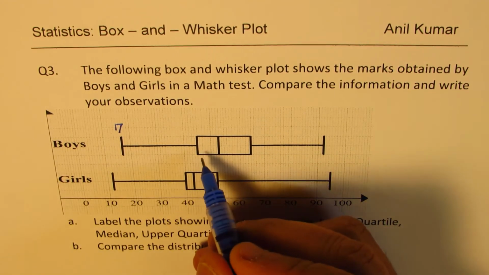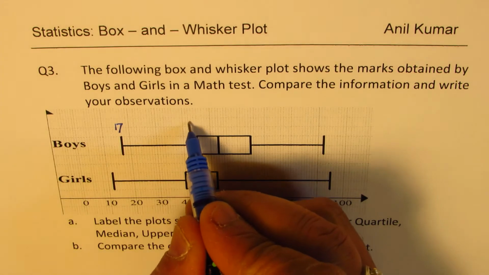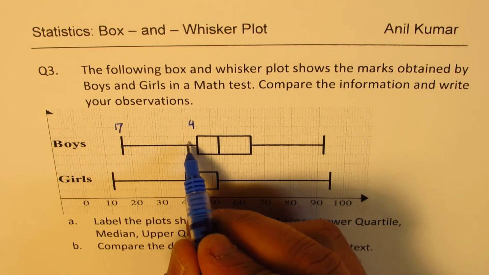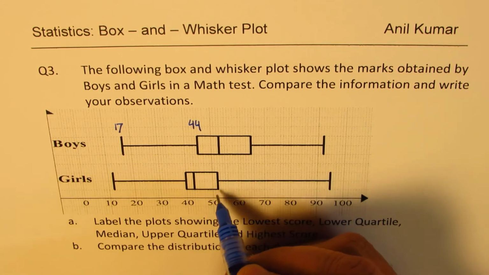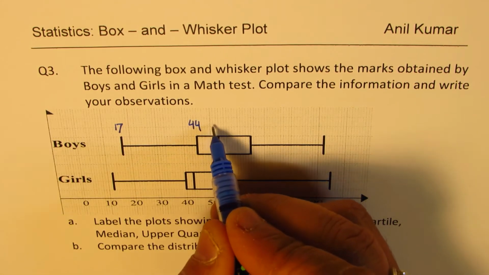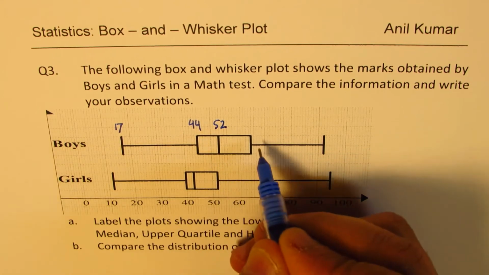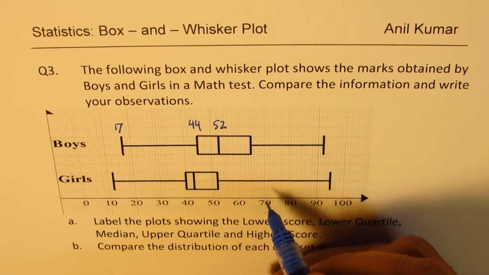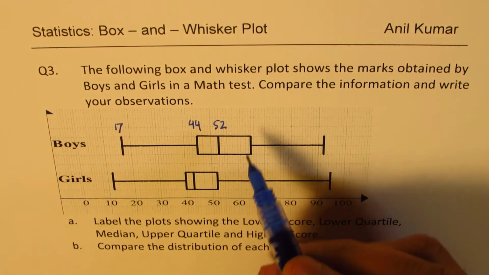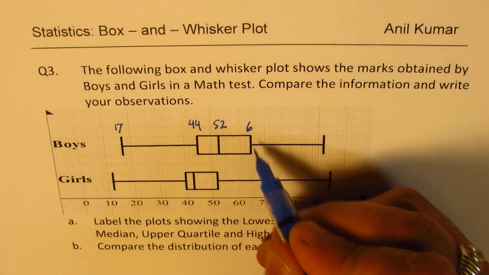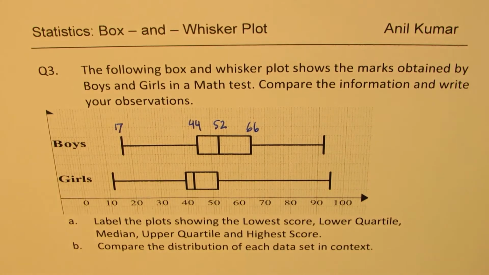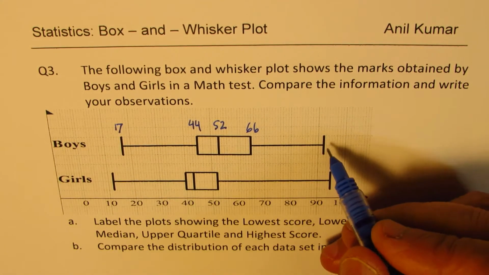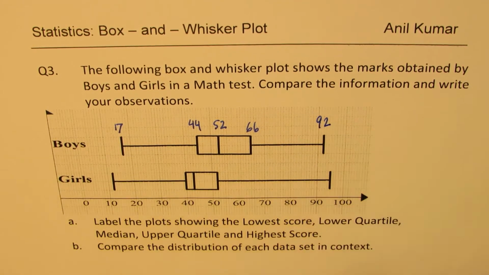Quartile 1 is around 44. The middle value here is 52, and Q3 is around 66. Okay. And the highest mark seems to be 92. Right. So these are the marks for the boys.